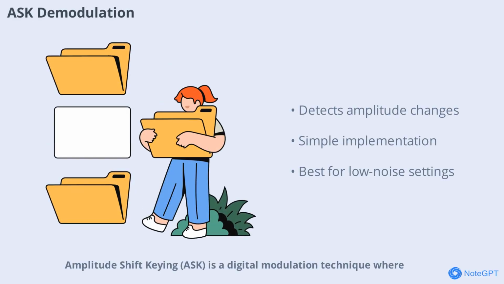Amplitude shift keying, ASK, is a digital modulation technique where the amplitude of the carrier is varied to represent binary data. Demodulating ASK signals involves detecting these amplitude changes and converting them back into digital bits. ASK is simple to implement but can be sensitive to noise, making it suitable for short-distance or low-noise environments.